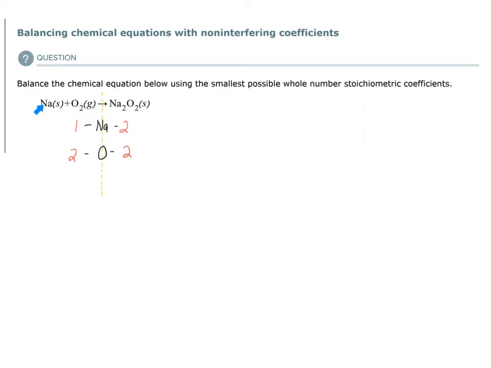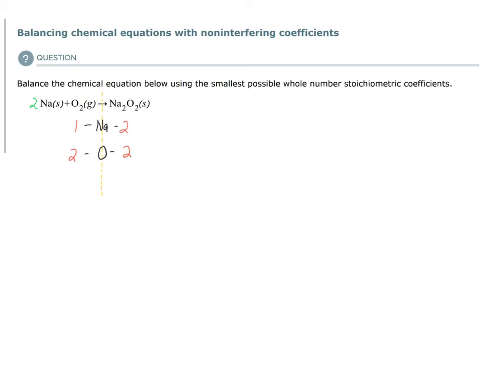Right now, each coefficient is 1. There's a 1 here. There's a 1 here. If you don't see a coefficient, you assume it to be a 1. So I can make this, on the left side, I can make this one sodium atom actually two sodium atoms by changing the coefficient here from a 1 to a 2.